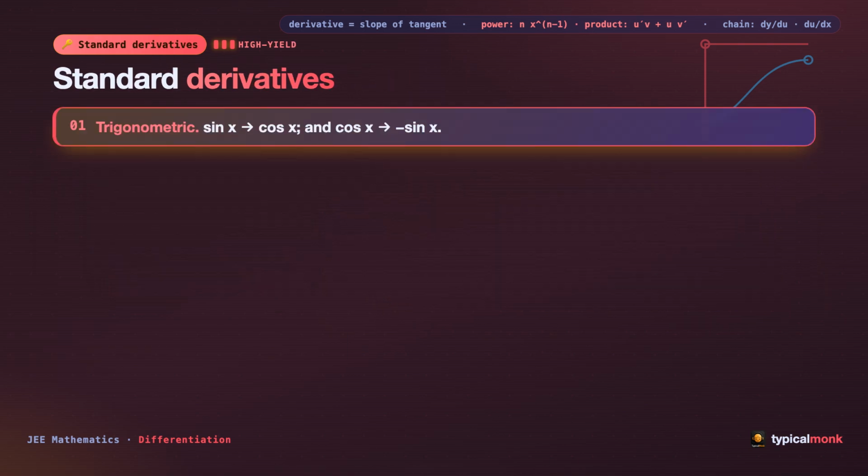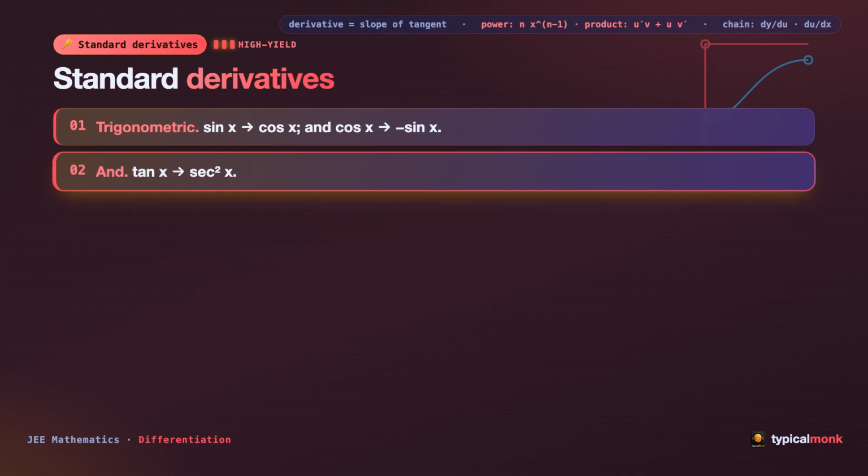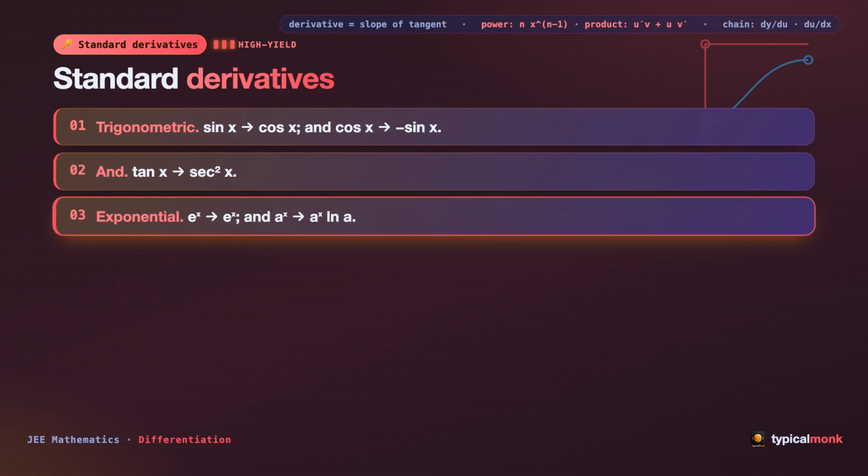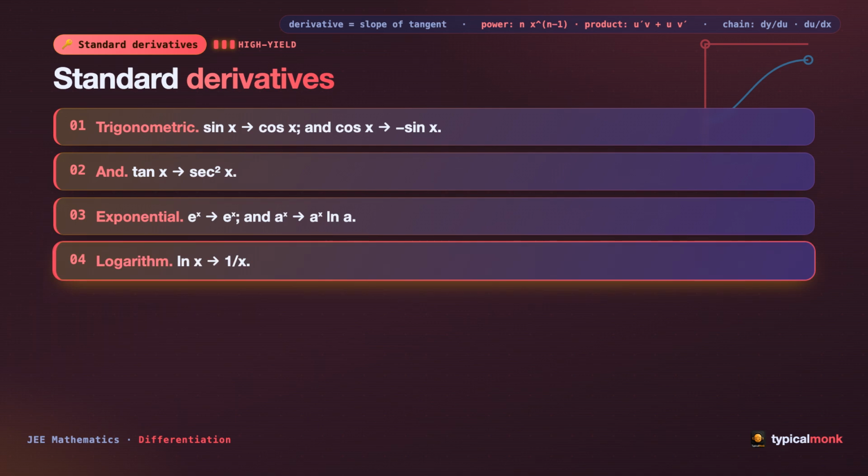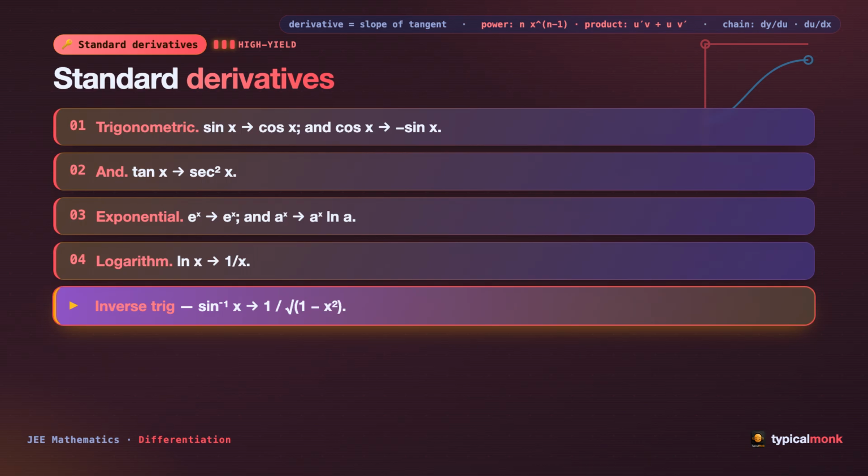Now, the standard derivatives worth memorizing. Trigonometric: sine x differentiates to cosine x and cosine x to minus sine x. And tangent x differentiates to secant squared x. Exponential: e to the x differentiates to e to the x, and a to the x to a to the x times the natural log of a. The logarithm: the natural log of x differentiates to 1 over x. Inverse trig: sine inverse x differentiates to 1 over the square root of 1 minus x squared.